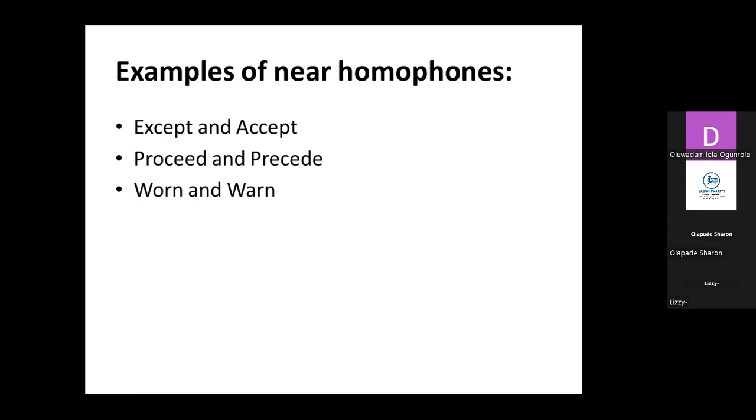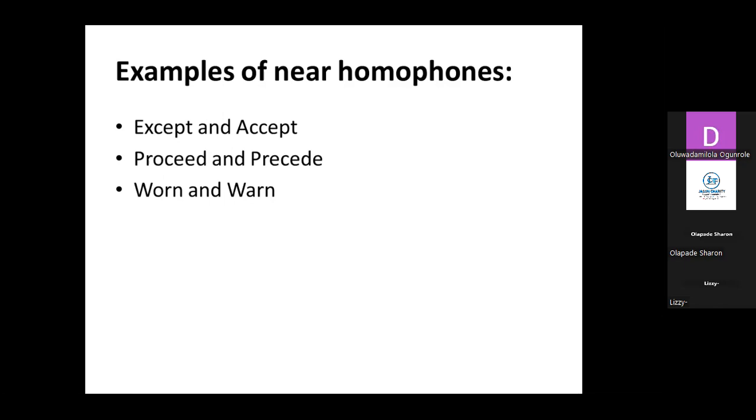We have accept and except. If you look at the ending sound, they sound alike, but the beginning sound differs. That is what we call near homophone. With full homophones, we have words that are pronounced the same way, but have different meanings and are spelled differently. Just like near homophones, we have just one letter or two different. So like we have accept and except, we can have proceed and precede, and won and one. If you look at them, you can see that in a way they sound almost alike, nearly alike, but they don't mean the same thing.